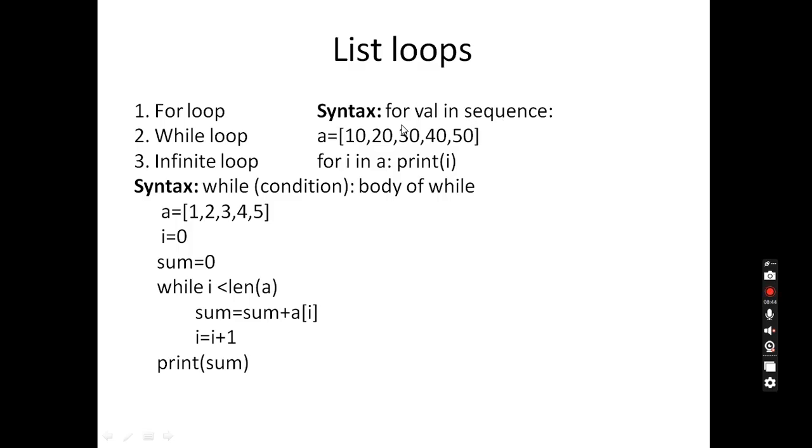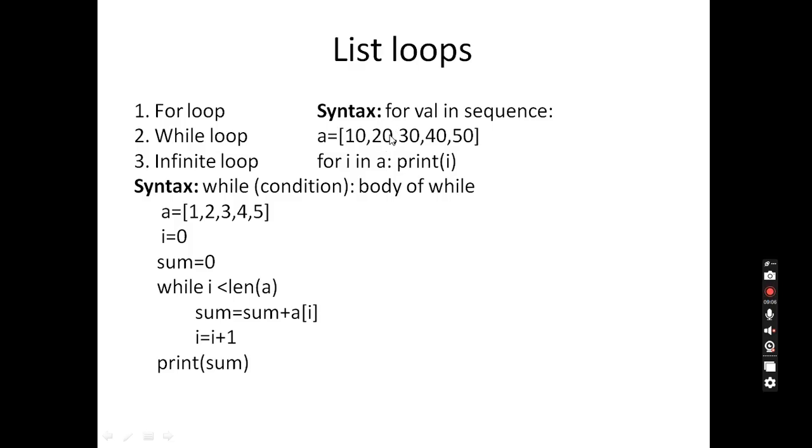For example, I have a list called a equal to 10, 20, 30, 40, 50. So for i in a, it will directly take an element here instead of taking the index value. So for i in a, it will take the first element in a, 10, and print 10 here, and then it will move on to the next element.